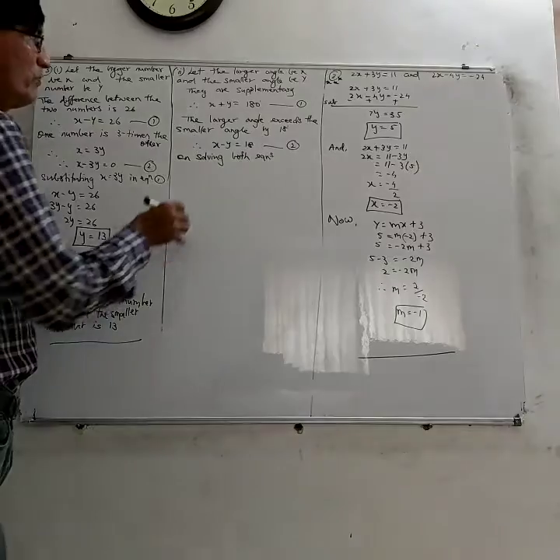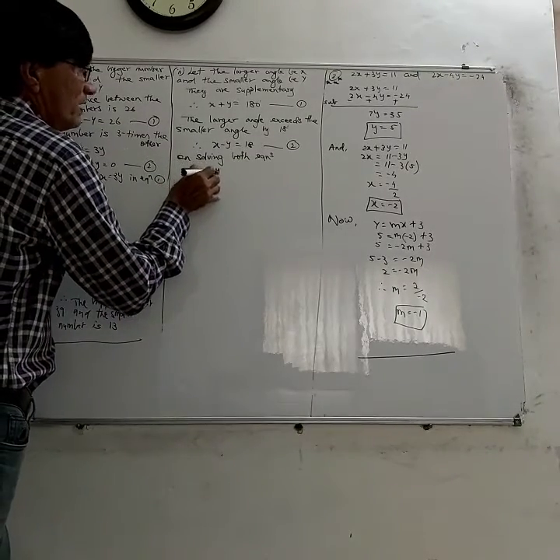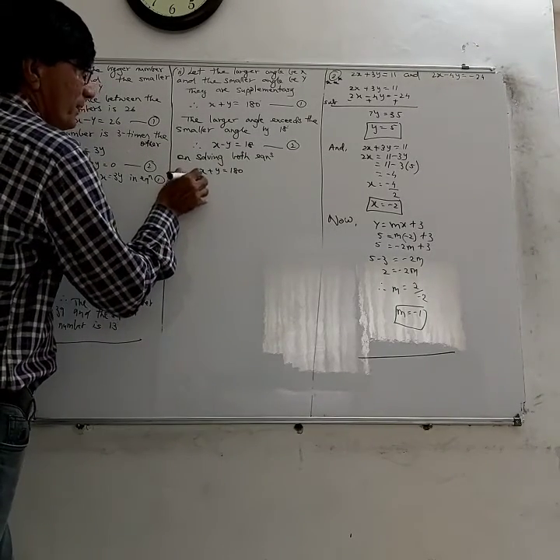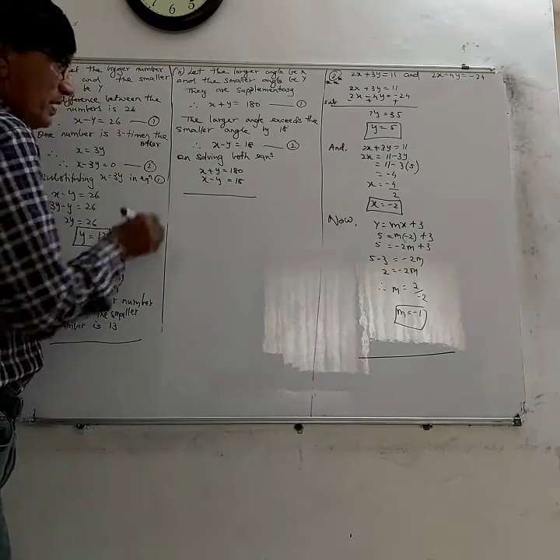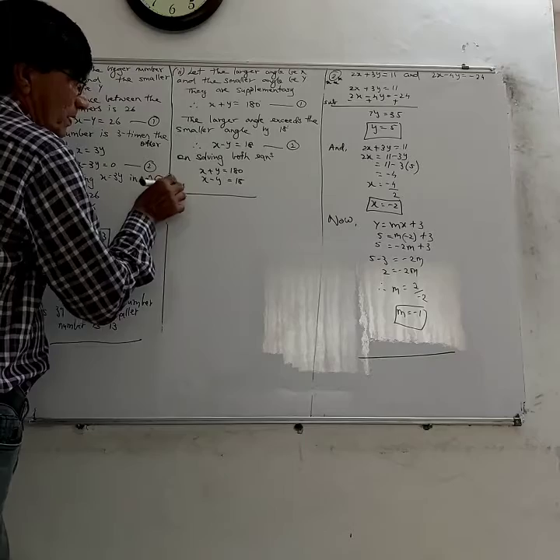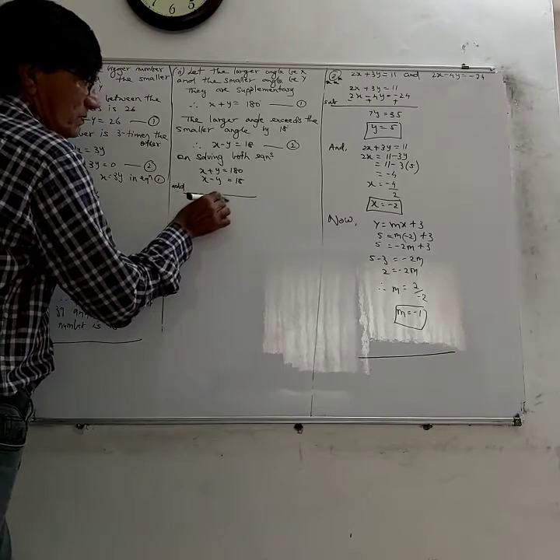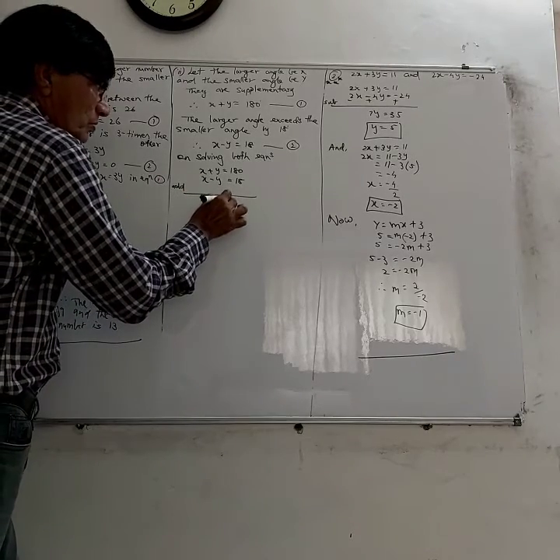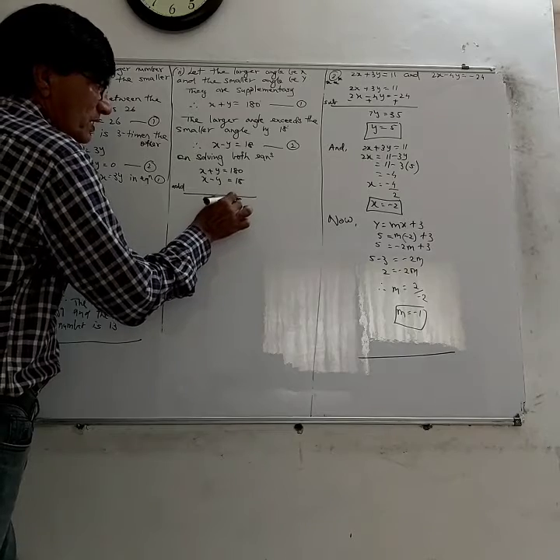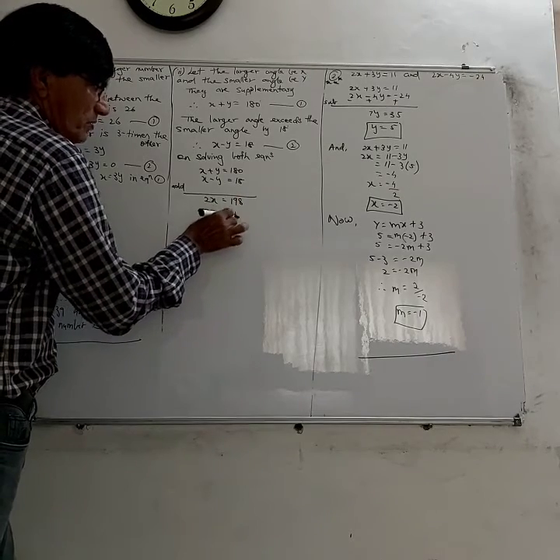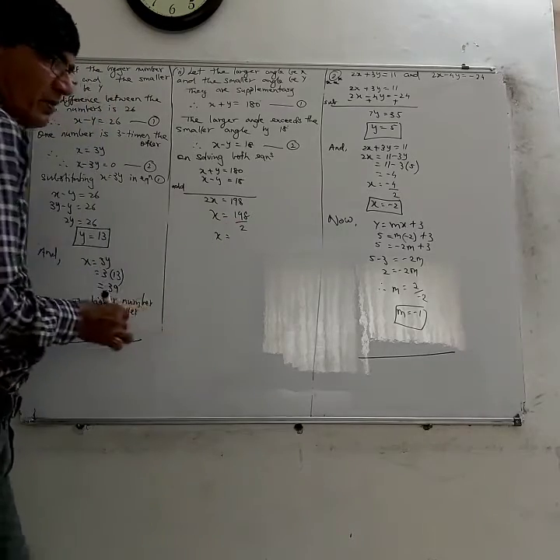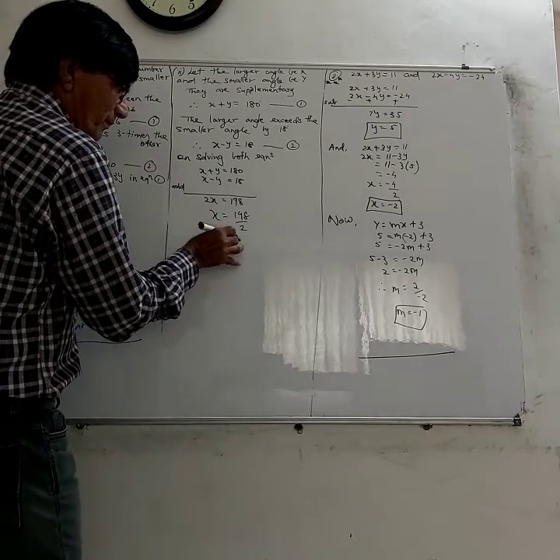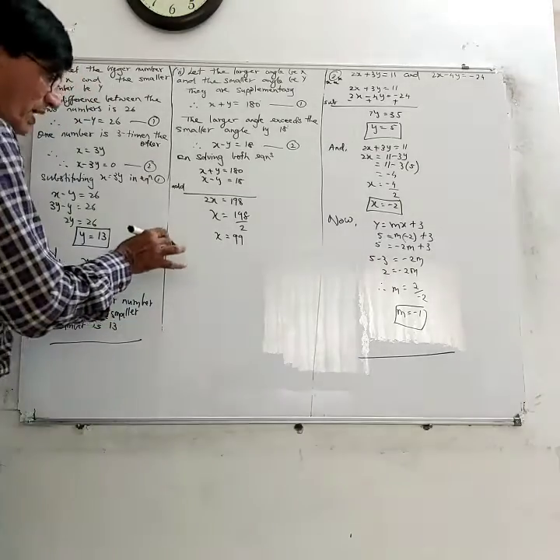Alright? Now on solving both equations. If I solve both equations, x plus y is equal to 180, x minus y is equal to 18. Okay? If I add them, x plus x is 2x is equal to 198. So x is equal to 198 upon 2. Alright? So I get 99 degrees.